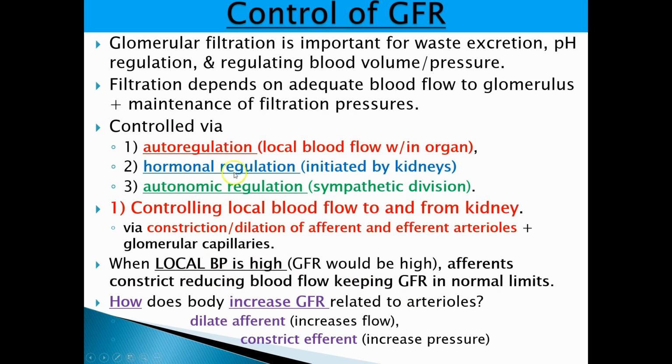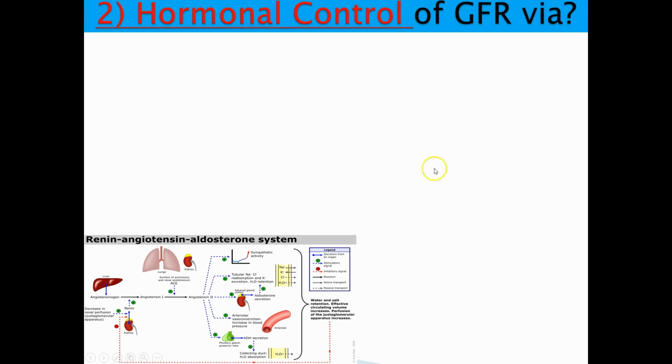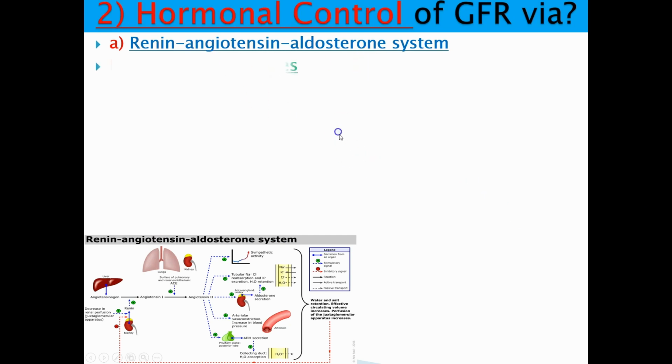All right. The second control is hormonal regulation, and hormonal control of GFR is going to occur via the renin-angiotensin-aldosterone system. We've already seen this, we've already talked about this, but we didn't call it a system. Now we are starting to call it the renin-angiotensin-aldosterone system. That's one of the hormones, and then we also have natriuretic peptides. Again, a lot of review here, because at this point you should really have these hormones well understood.